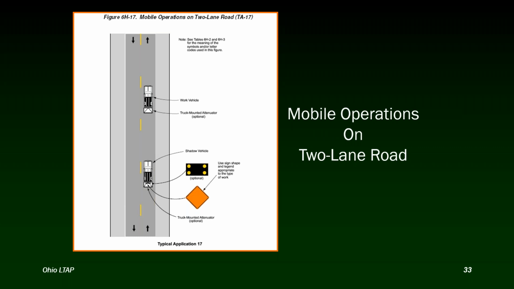And so you see a truck mounted attenuator that's optional on both vehicles, and an arrow panel set to caution mode. And the caution, we talked about two different types of caution modes for our arrow panels in the last session. One was a straight line or straight bar of lights, and then also the four corners mode. And as you can see in this picture, the four corners mode is called out.